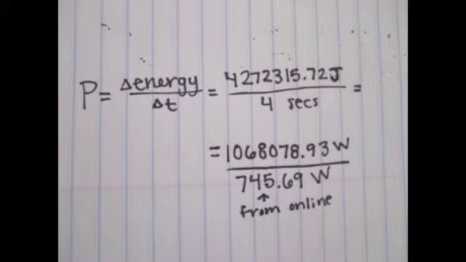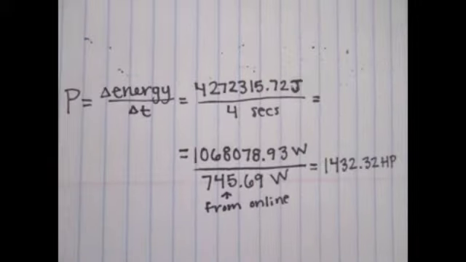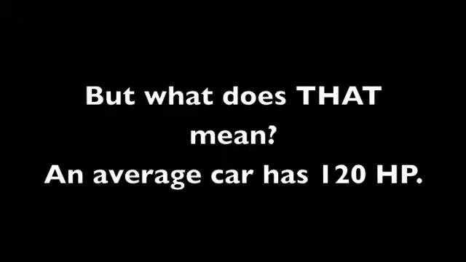1,068,078.93 watts. But what does that mean? Let's put it in terms of horsepower. Now let's divide the power of Steel Venom by 745.69 watts, which is equal to 1 horsepower. So the horsepower of Steel Venom is 1,432.32. But what does that mean?